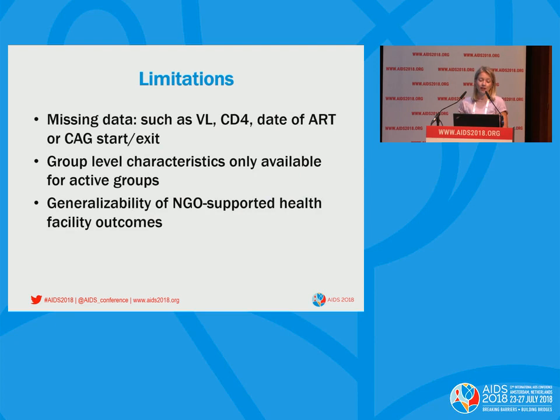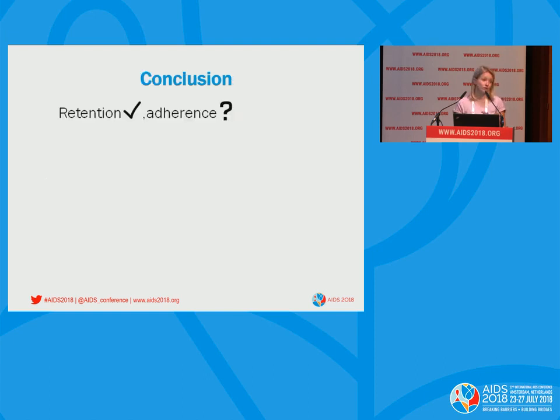We had some missing data on clinical variables such as viral load and CD4, and also some inconsistencies in the dates of ART and GAG start and exit. As already said, group-level characteristics were only available for active groups, meaning that we did not have the possibility to analyze group rotation effects on people who had already left the groups. The generalizability of outcomes from a long-time NGO-supported health facility could also be a limitation.